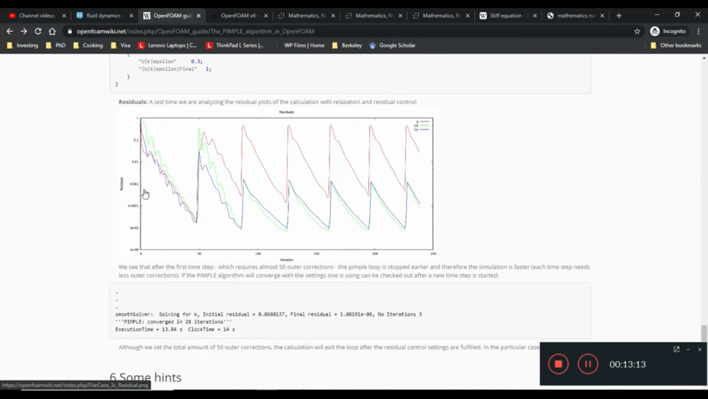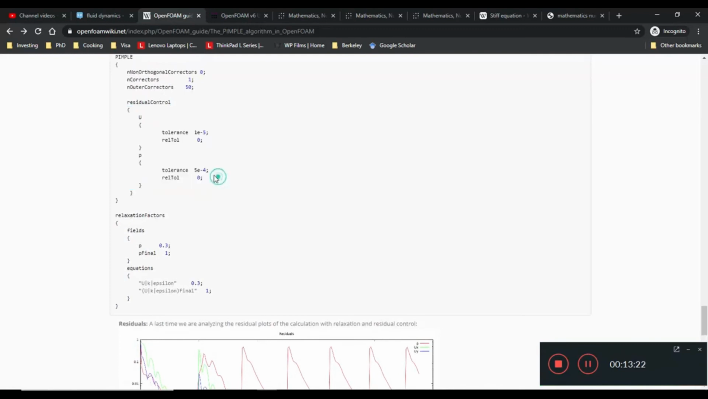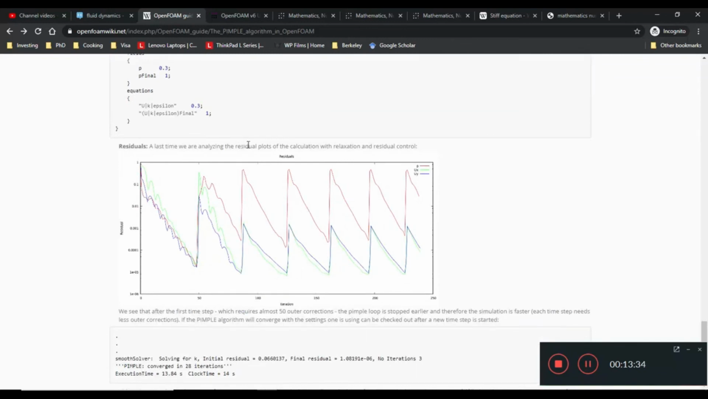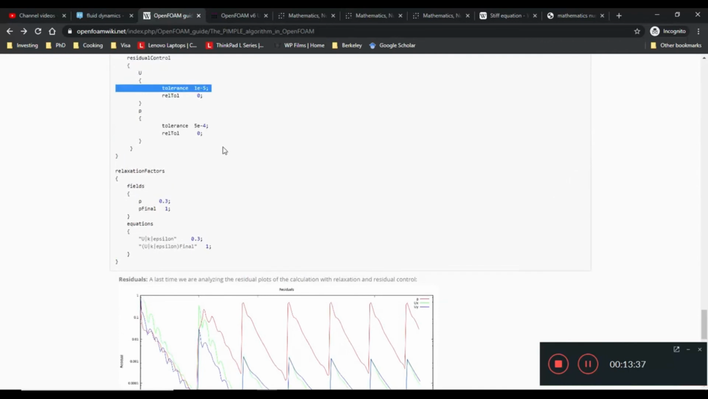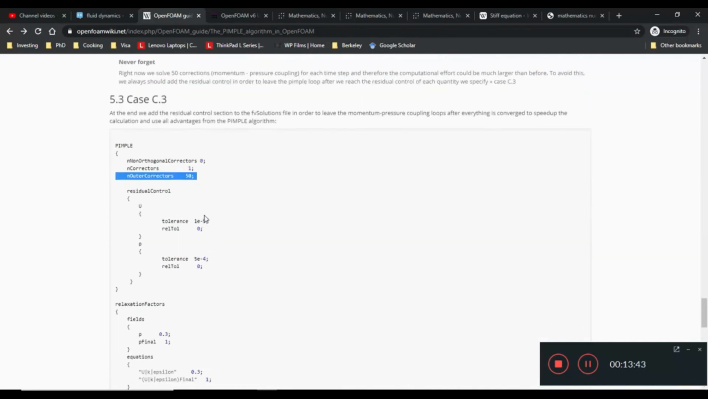Again, not a full 50 iterations are being used, maybe less than 50. For example, PIMPLE here converged in 28 iterations. So it's not a full 50 iterations. It's controlled by this tolerance, right? This tolerance here is very important because it tells OpenFOAM to move on to the next time step once your solution has more or less converged. So if you use this residual control to get to the next iteration, it means that at every time step your solution is more or less converged.